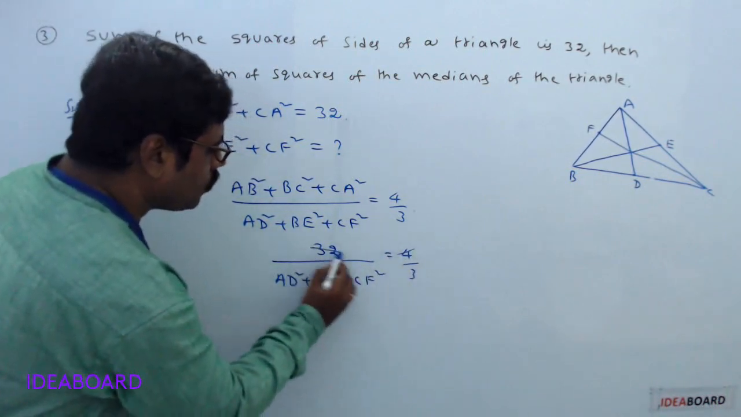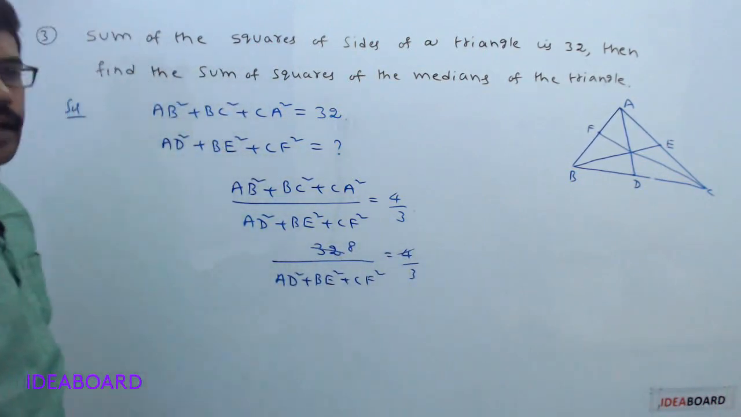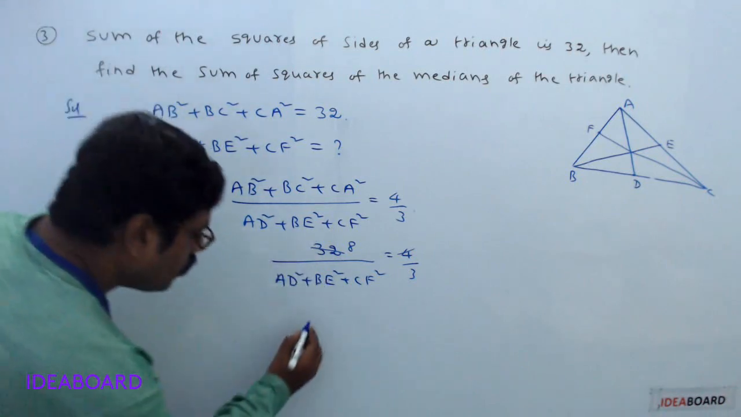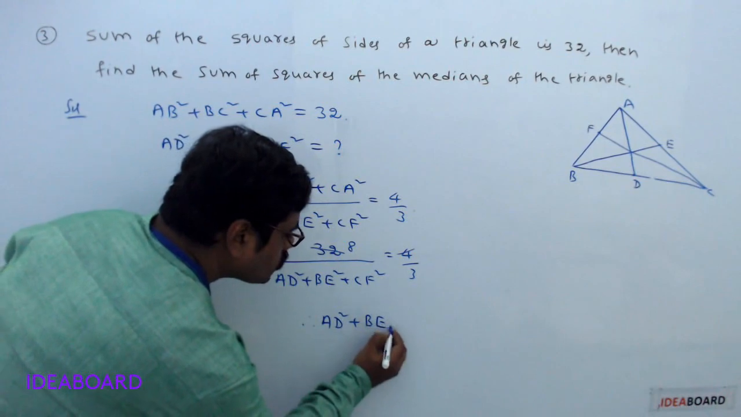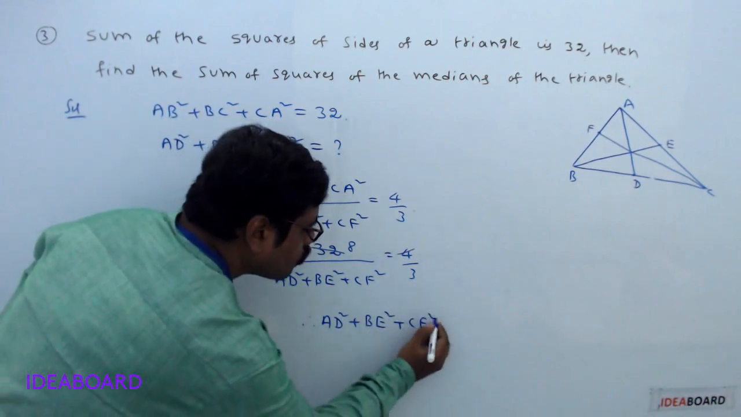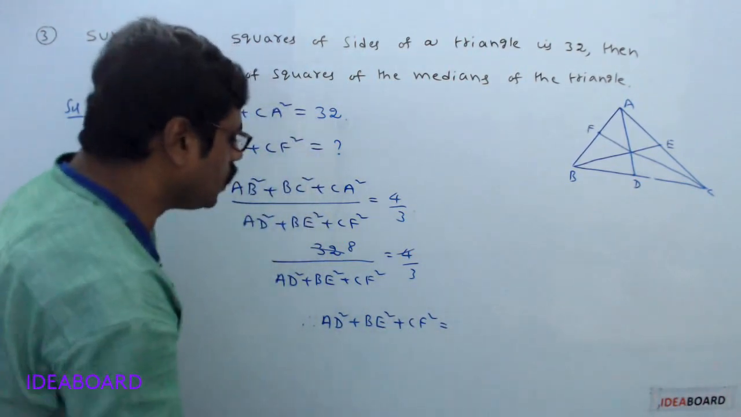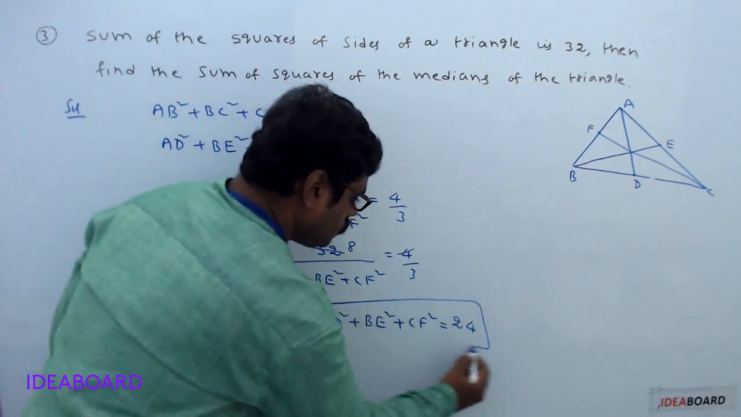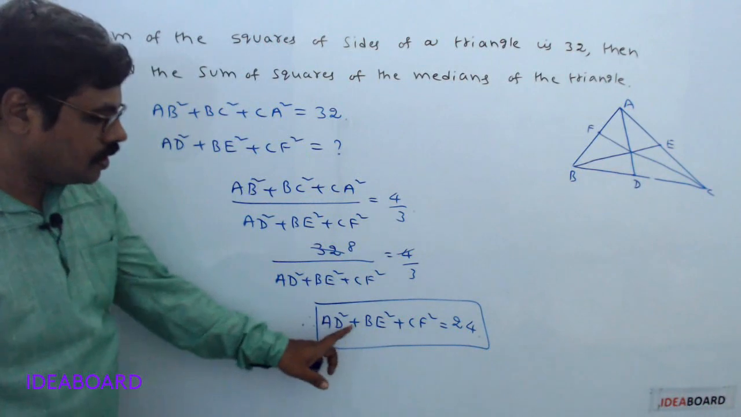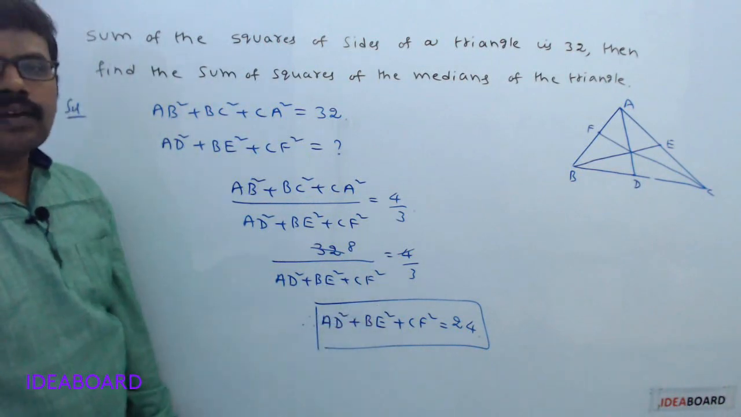Now here 4 will be cancelled in 32, 8 times. Now do the cross multiplication. Therefore AD square plus BE square plus CF square equals 24. So the sum of the squares of the medians is 24.